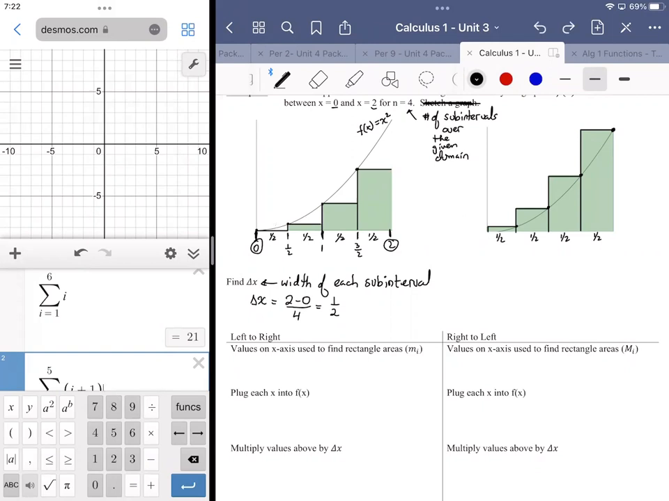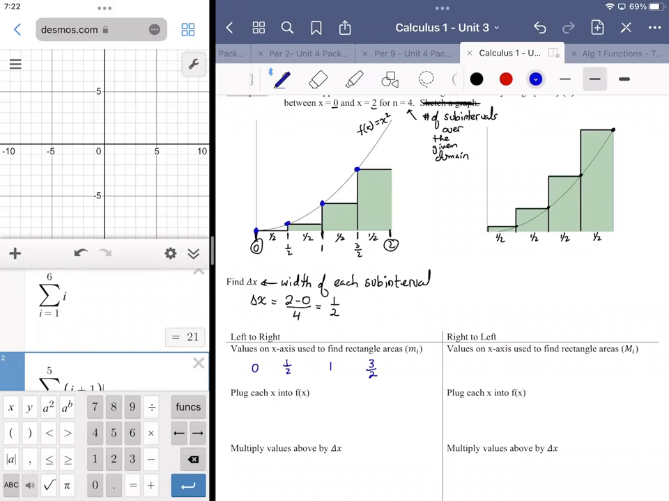So the values on the x-axis used to find rectangular areas. That's kind of a weird way of representing it, but what I mean by that is the values on the x-axis that correspond with a point on the graph. For that first diagram, that would be 0, 1/2, 1, and 3/2. We'll carry through the process for the left diagram first and then move on to the right diagram.